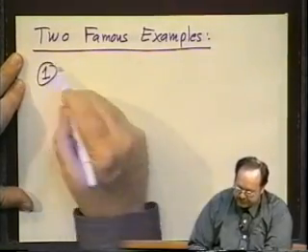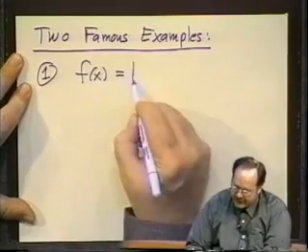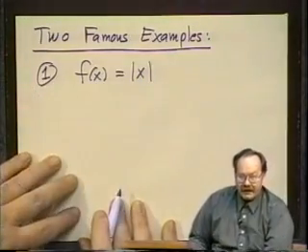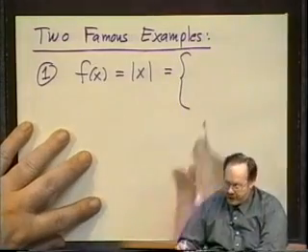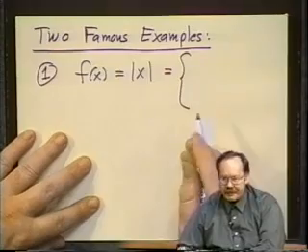The first one. Well, we've seen this before. This is f of x equals absolute value of x. I said that would come back, and so it has. Absolute value of x, as you know, can be written in two parts. Actually, I'll write it in three just to be clear.